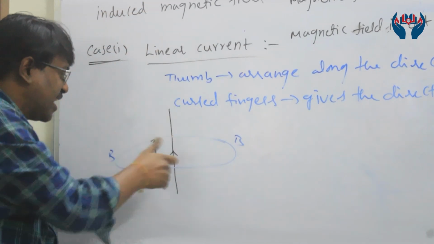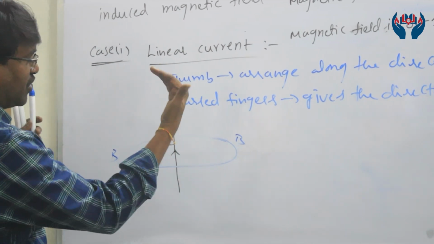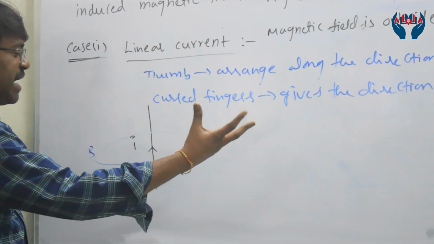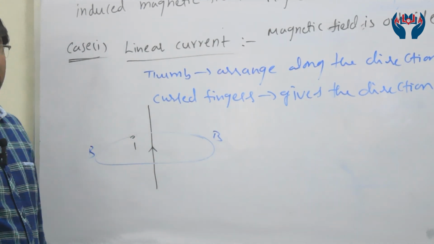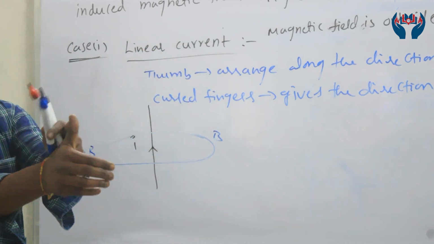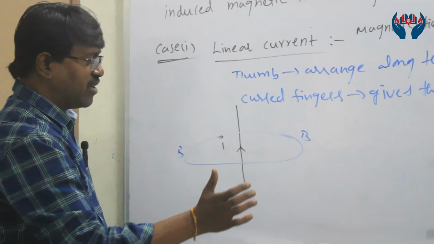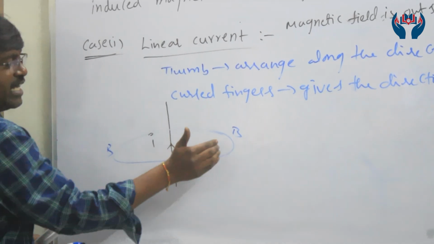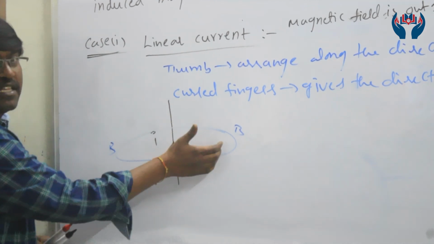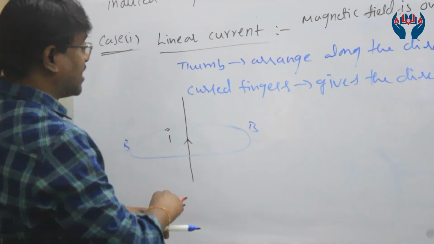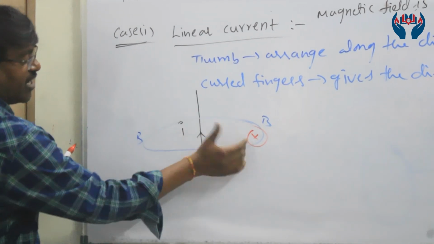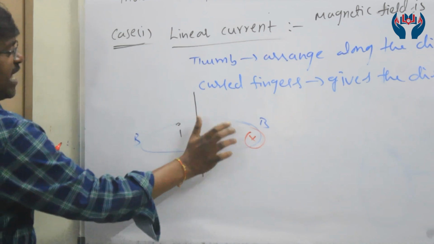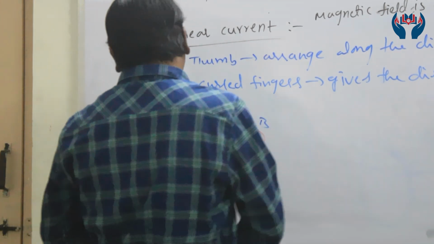Now, this is one current-carrying conductor carrying a current I. Due to this conductor, a magnetic field is induced around it. What is the direction of the induced magnetic field in this plane and in this plane? Arrange the thumb along the direction of current, then the curled fingers give the direction of the magnetic field. In this plane, the curled fingers are inside the board. So the magnetic field is inside.